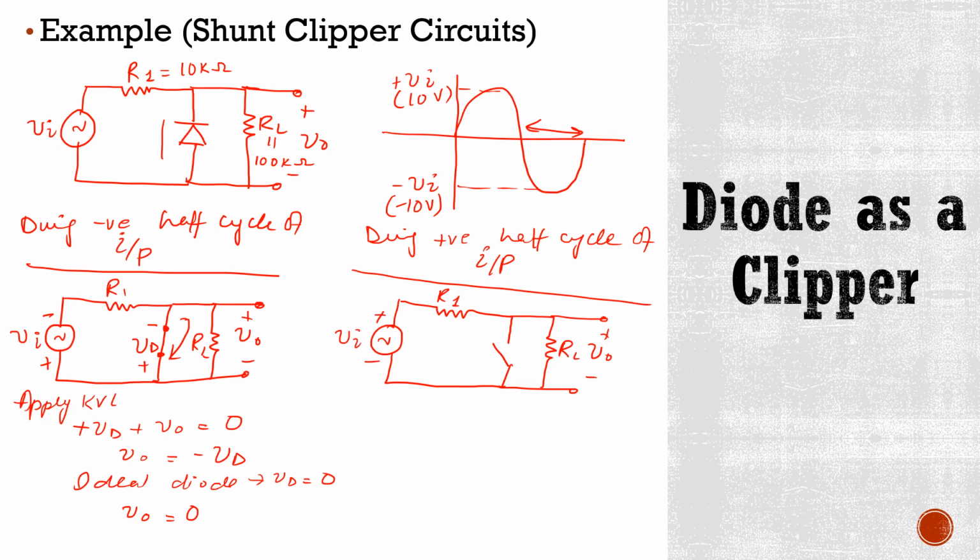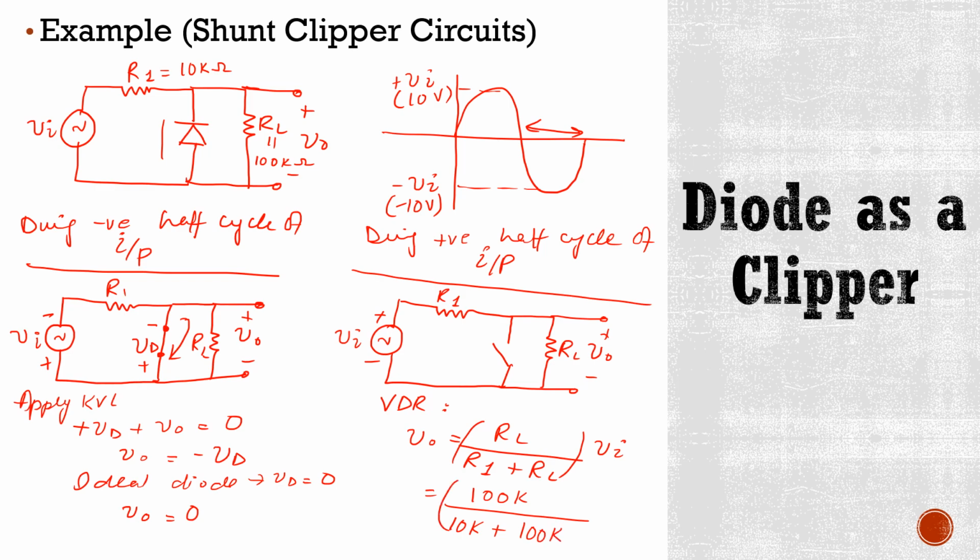Okay. Again, you will use VDR here for finding this V0, and the formula will be RL divided by R1 plus RL, and here we have Vi. Okay. Now if we put values here, we have R1 is 10 kilo ohms, RL is 100 kilo ohms, and in this case Vi is 10 volts. Okay, so after solving this, you will get 9.09 volts, which is output voltage.